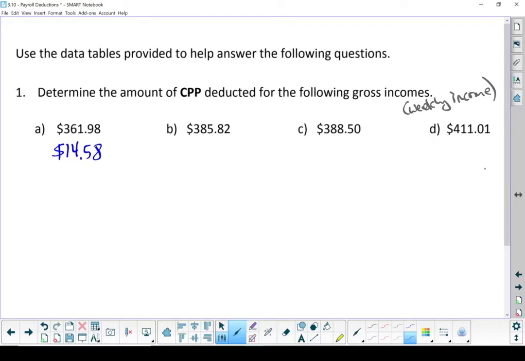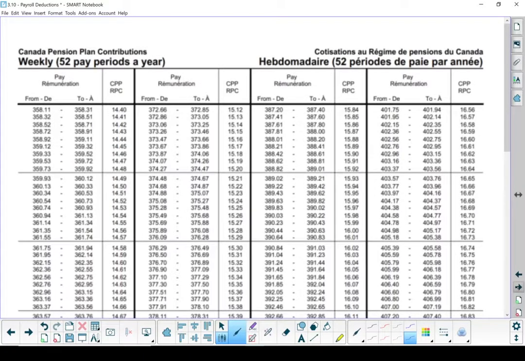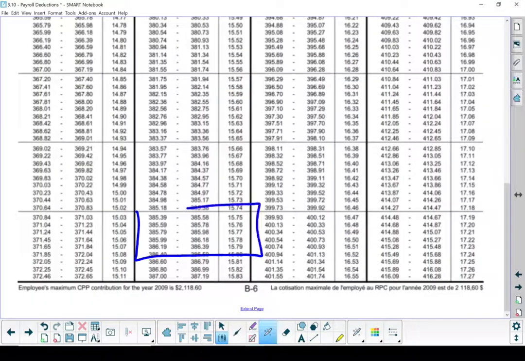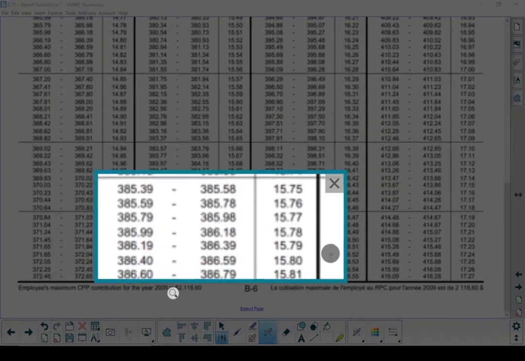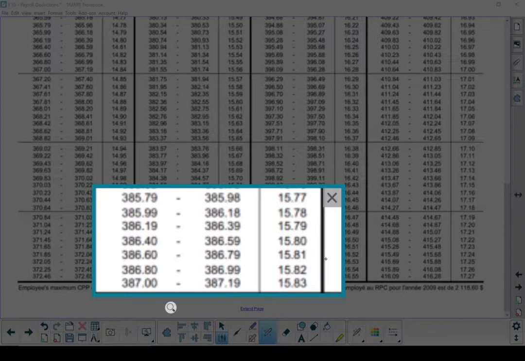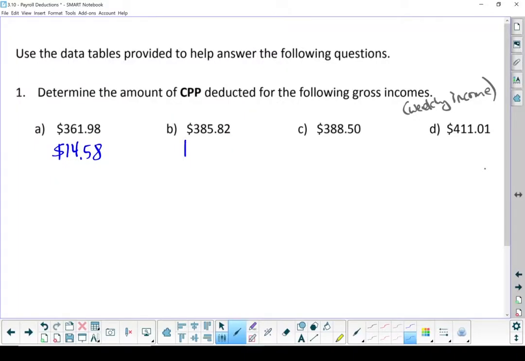For $385.82, now keep in mind there are four columns, so you've got to make sure you're picking it out of the right one. I'm not seeing it here, so I'm going to scroll down until I can find it. There it is, $385.82, right at the top of the box there. It's right in between $385.79 and $385.98, which gives us a $15.77 deduction. Let's go put that in. $15.77. It's just a matter of looking it up on the chart, putting that deduction number down.